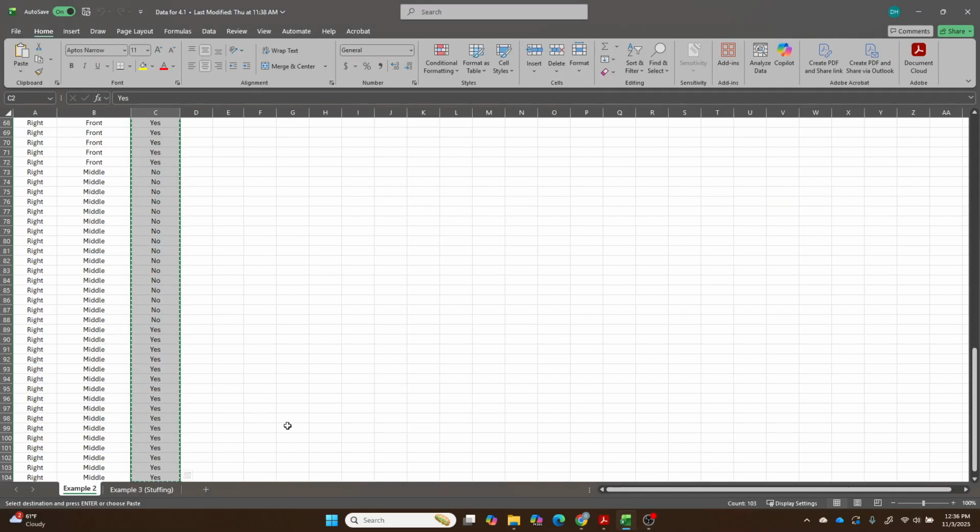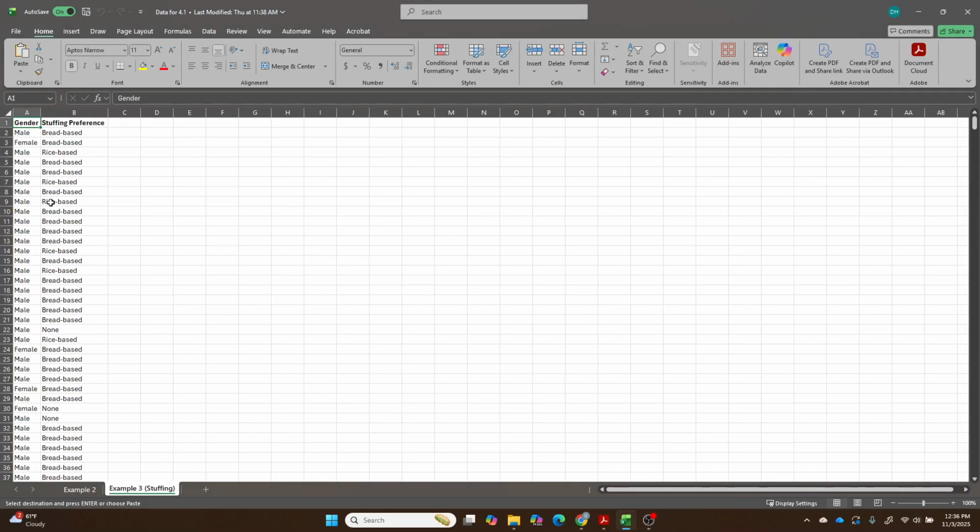Let's look at the data. This would be the stuffing preference. We want to compare gender and stuffing preference. So I'll let you pause the video and go ahead and run that test. You don't have to write down the contingency table on this one, but just go ahead and run the test.